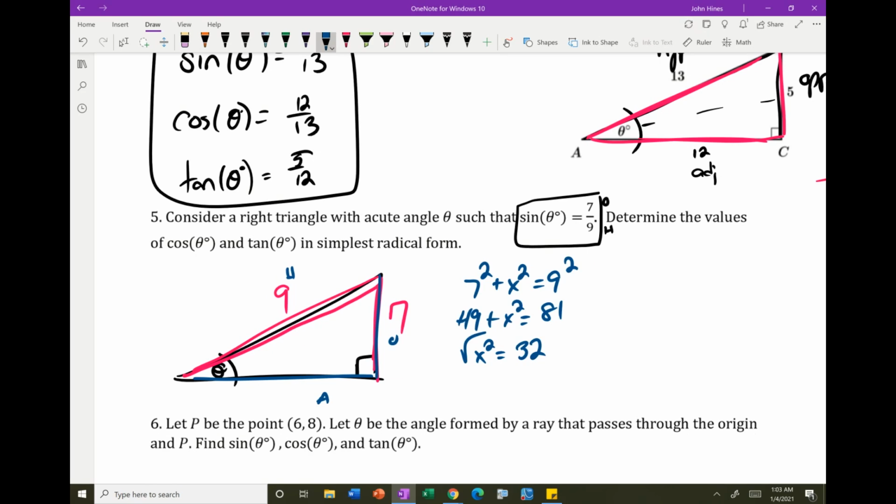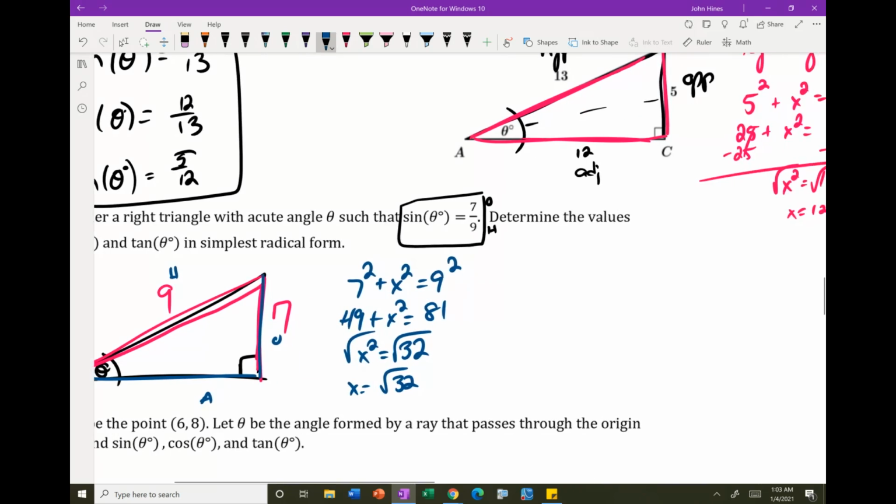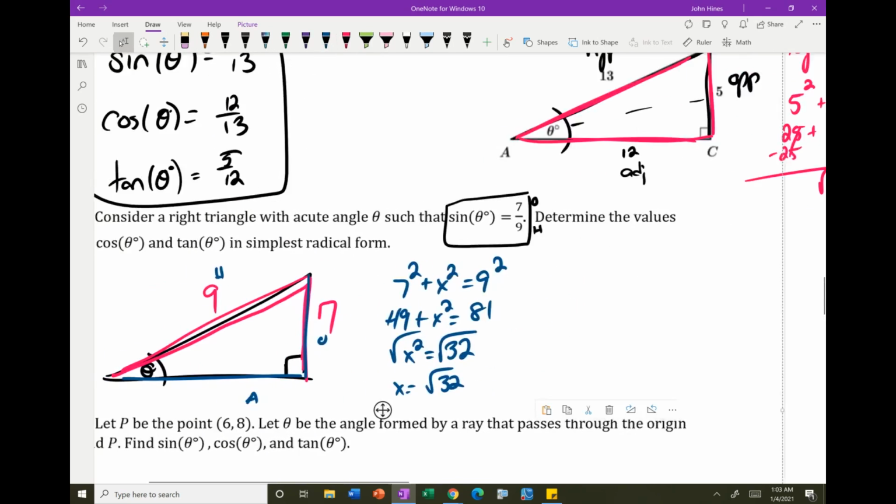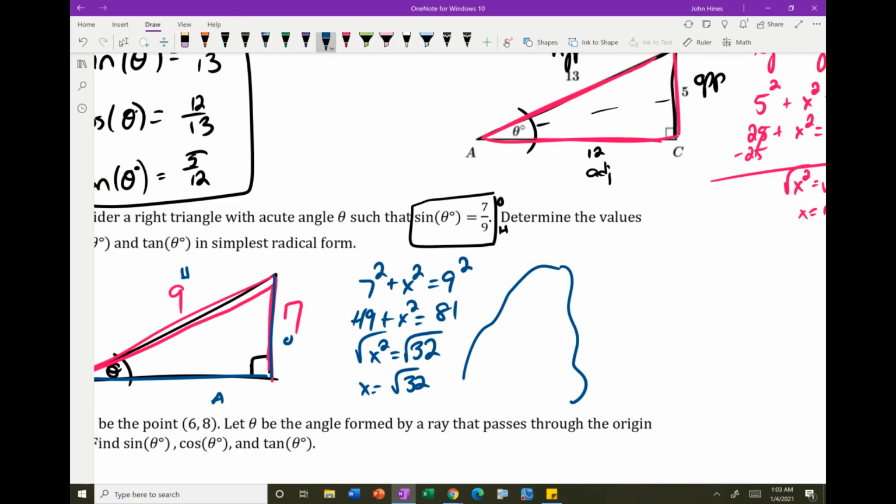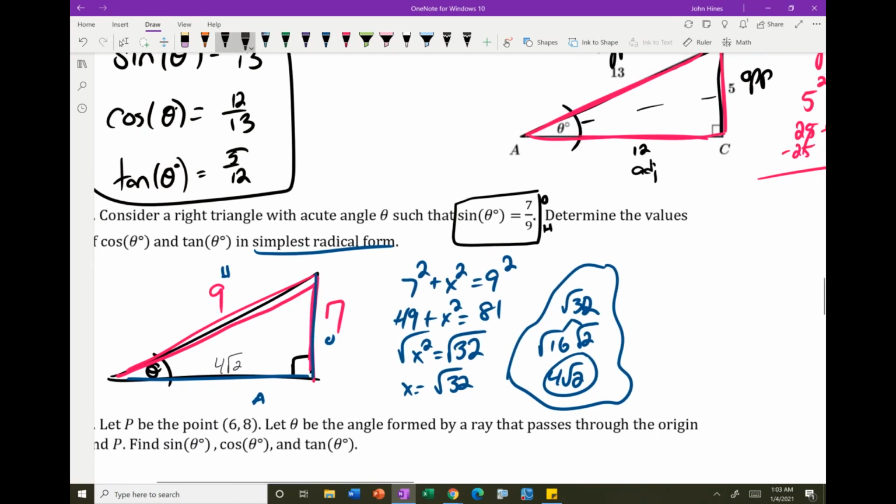32. Square root it. I get x equals the square root of 32, but I'm going to go over here to scrapland and split that up. How do I split that up? It's a really big chicken nugget we're in right now. 36, 32. 16 and 2. So it's really 4 radical 2. A lot of the times it'll ask for simplest radical form. So this side over here is really 4 square roots of 2.